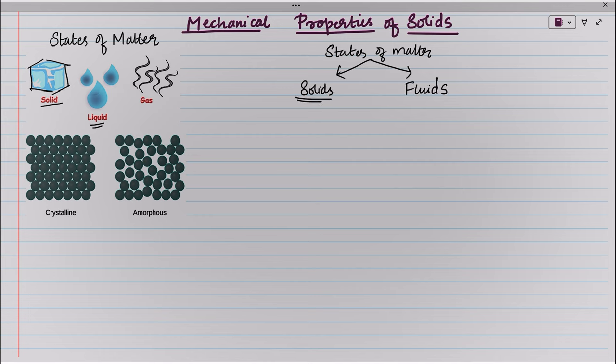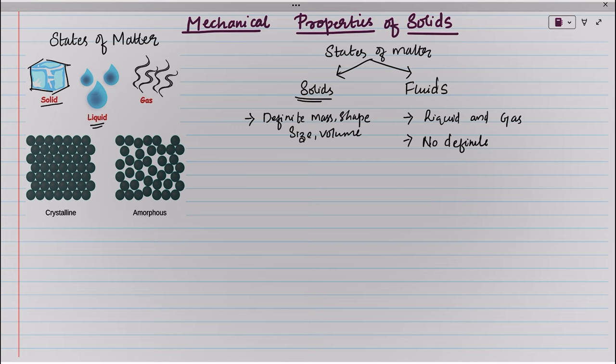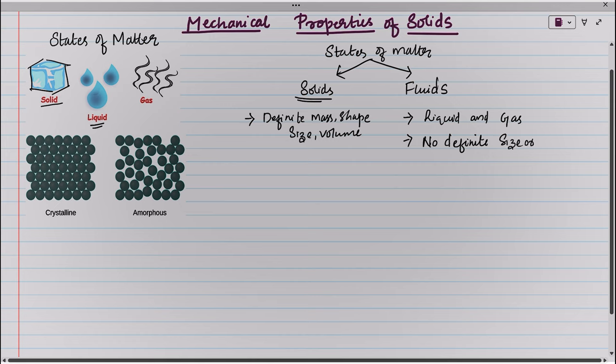We already know that solids have a definite mass, shape, size, volume, etc. Also, what is meant by fluid? Fluids are liquids and gases. Liquid and gas come under fluids, and they have no definite mass, size or shape.